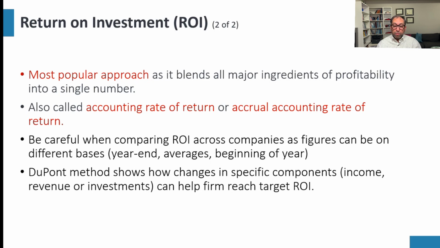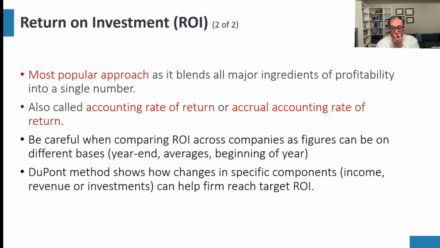So that's a very big advantage of calculating ROI and deciding things on ROI. It is also called accounting rate of return or accrual accounting rate of return. So these are the different names for ROI we use. But the problem with ROI is that when comparing ROI across companies, the figure can be on a different basis. Their accounting periods are different. They are taking different types of averages.